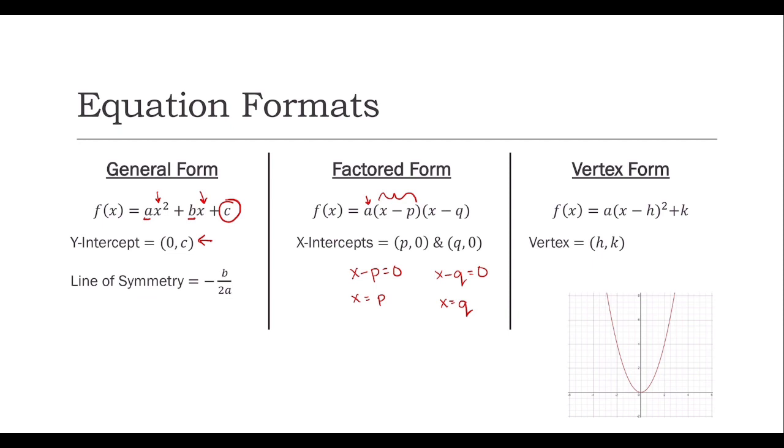Finally, your vertex form is where f of x equals a times x minus h squared plus k. And this form is nice when you want to easily find your vertex, because your vertex will be at h, k. So this picture here is what a quadratic function looks like. It's often called a parabola. So this is your simple x squared function, where it has a vertex at 0, 0. Your y-intercept is 0, 0, and your line of symmetry is x equals 0.